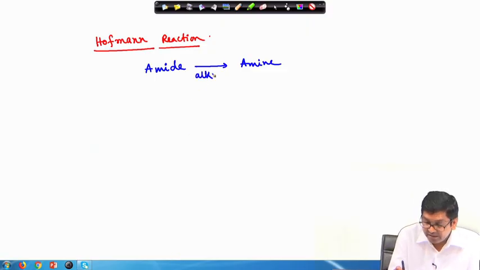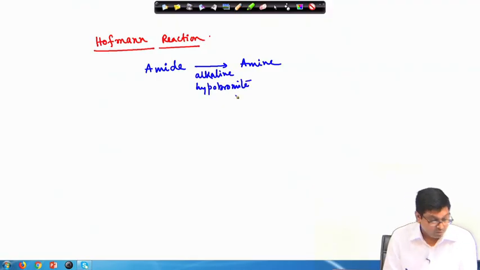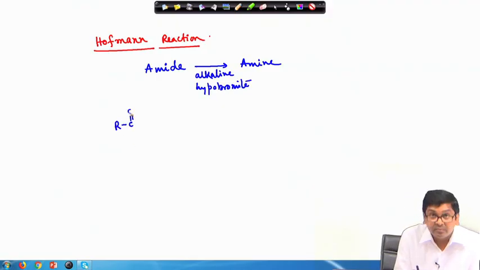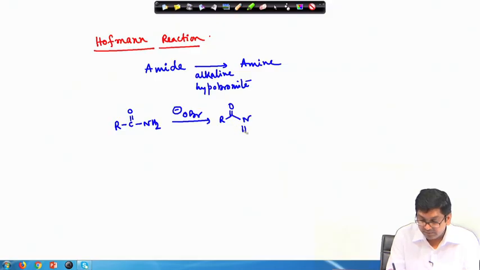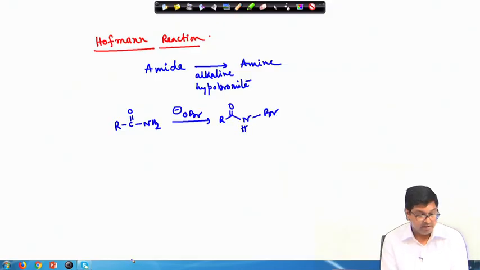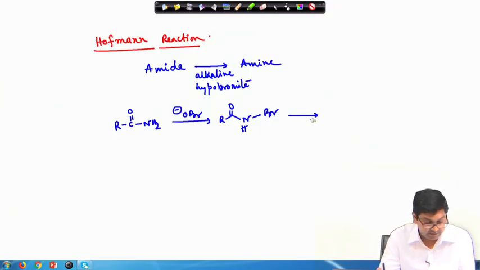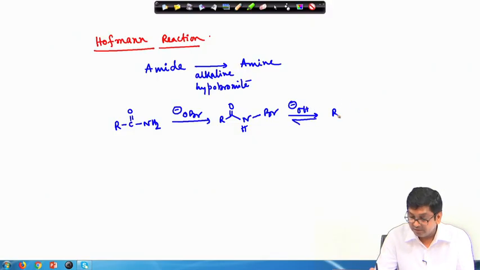Okay. So, in this case, in spite of acyl azide, here it will start from the amide group and the reagent is alkaline hypobromite. Okay. So, if you start from the corresponding amide in presence of hypobromite, okay, it will pick up one proton and then it will generate this intermediate, and then in presence of base this will pick up another proton.